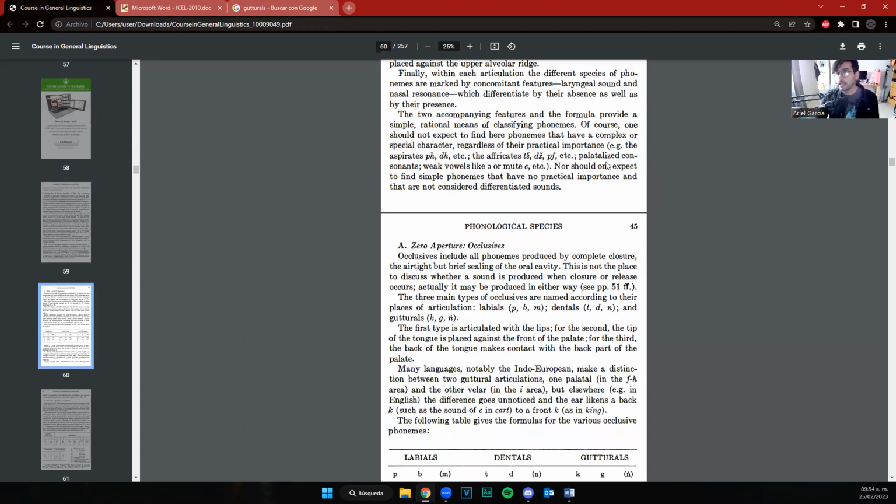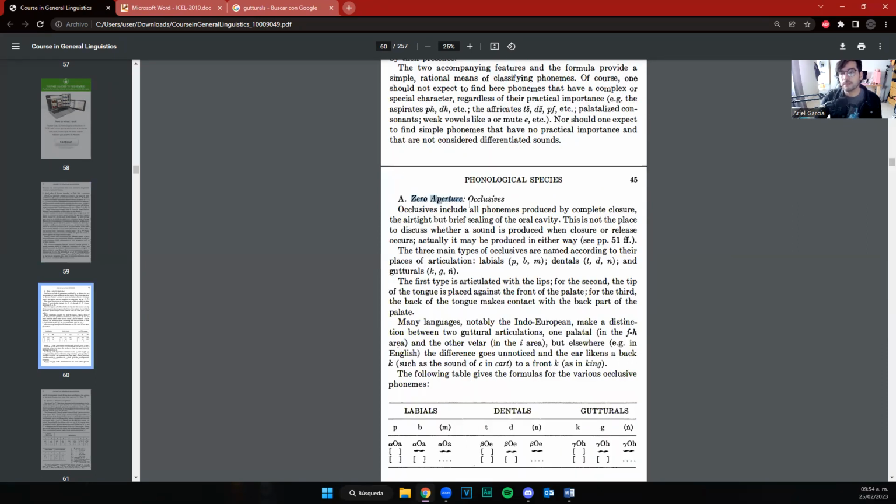So just moving right here in the phonological species, we are going to be watching the serial aperture. Okay, so these are going to be the occlusives. Occlusives include all phonemes produced by complete closure, but brief sealing, of the oral cavity. This is not the place to discuss whether a sound is produced when the closure or release occurs. Actually, it may produce one, and we're going to be seeing the example in this case. So every time that we have the serial aperture, that means that we are not opening the mouth at all. Okay, so that's why we just have these kinds of sounds.